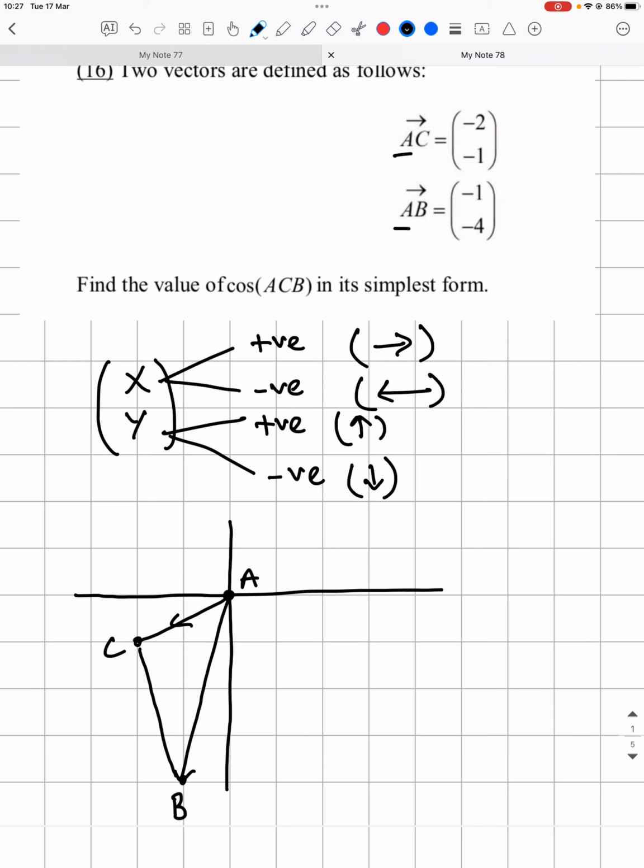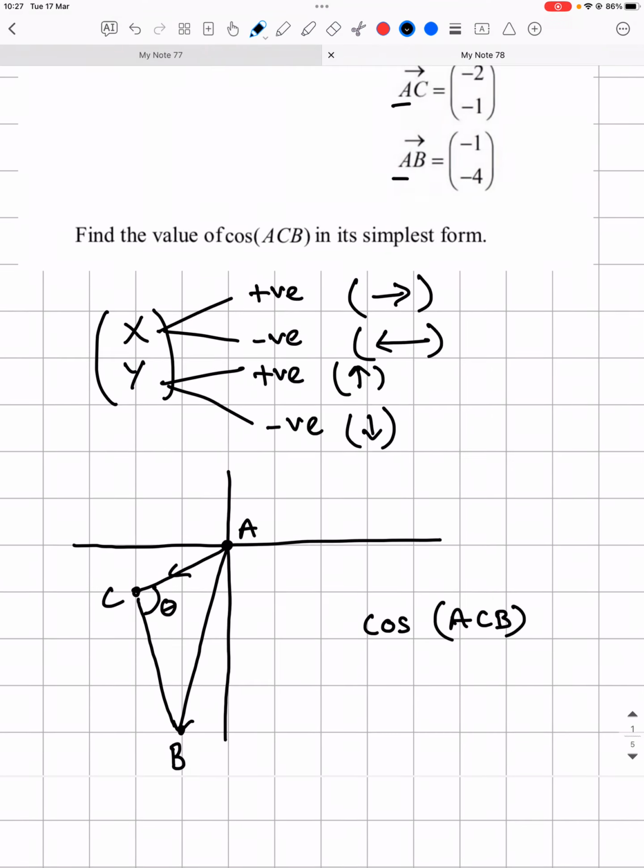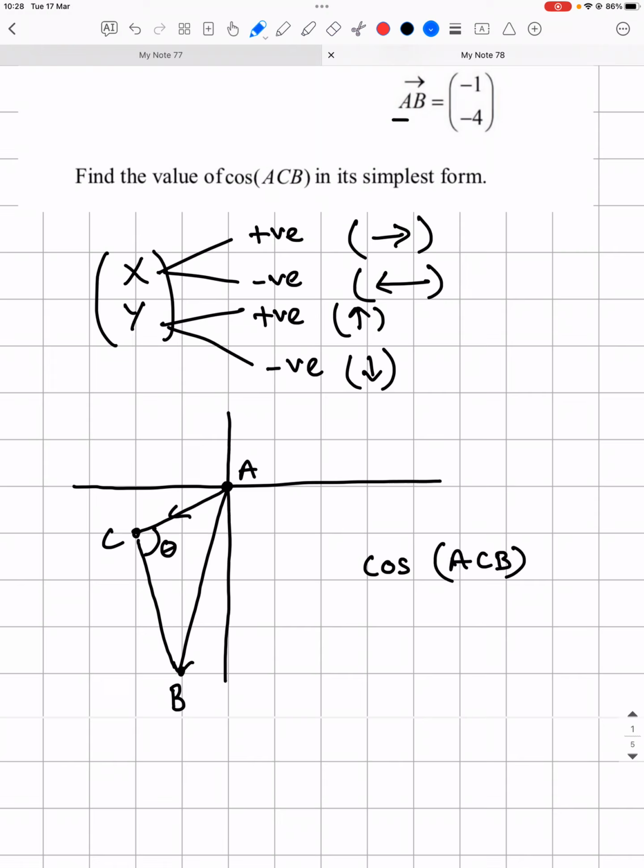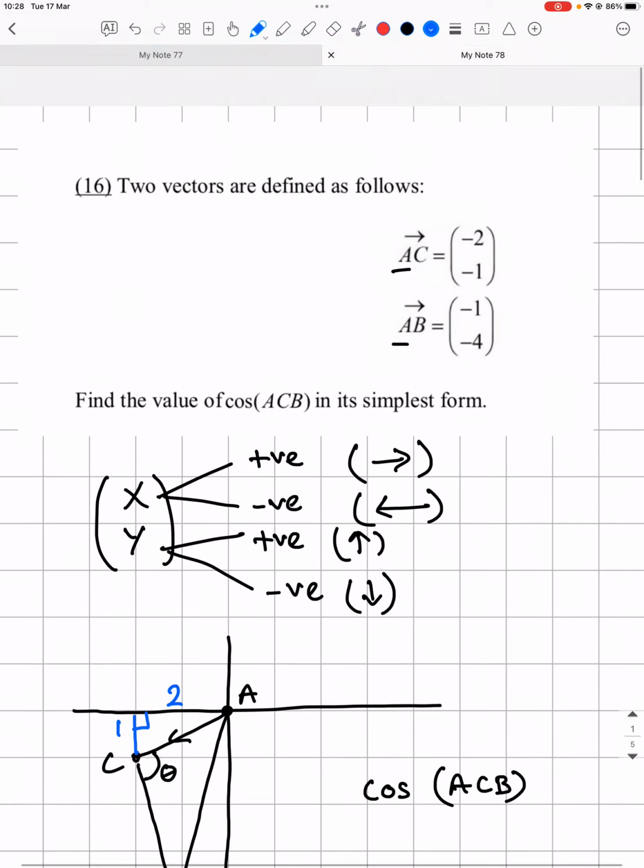Now it's important to understand that when they say find the value of cos ACB, they're essentially saying the angle between the lines AC and CB. So in this case, it would be this angle theta. Now, if I want to find this angle theta, it seems quite difficult to do at first glance, but I should notice something. That to go from A to C, that's just a movement of 2 and 1. And this is a right angle triangle. Critically, this is a right angle triangle.